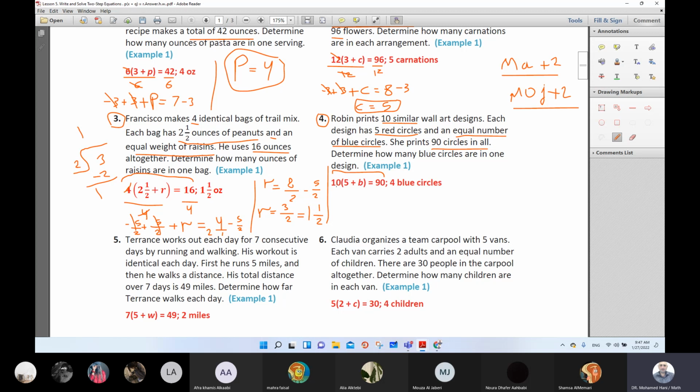We want to solve this equation. We want to remove 10 from this side, so you can divide the two sides by 10. 10 divided by 10 will be 1, remains here 5 plus b equal 90 divided by 10 will be 9. Then we want to remove 5 from this side. You can subtract 5 from the two sides. 5 minus 5 will be 0, remains here b equal 9 minus 5 will be 4.